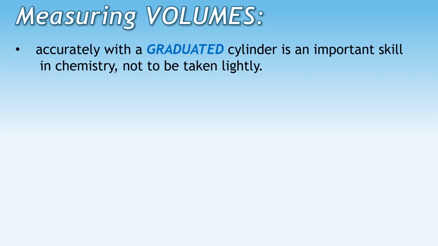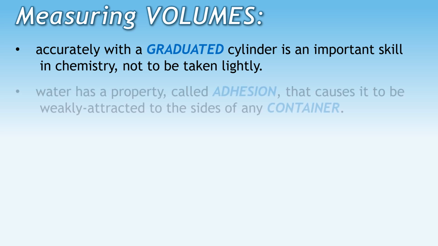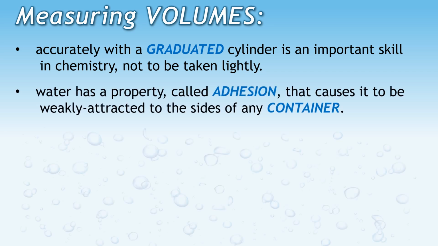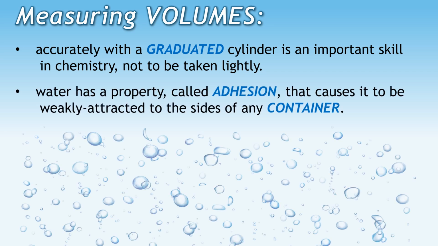Now, another problem with measurement occurs with using a graduated cylinder. Students often underestimate how to use it, and they don't acquire the skill. They don't rehearse the skill, and it really shouldn't be taken lightly. Water has a property called adhesion. It basically means water has a weak attraction to other molecules, which includes the sides of any container. If we put water in a graduated cylinder, some of those water molecules are going to try to stick to the inside of the graduated cylinder.